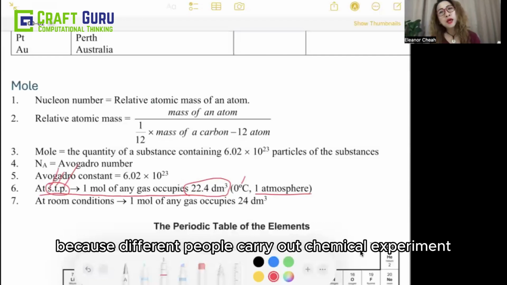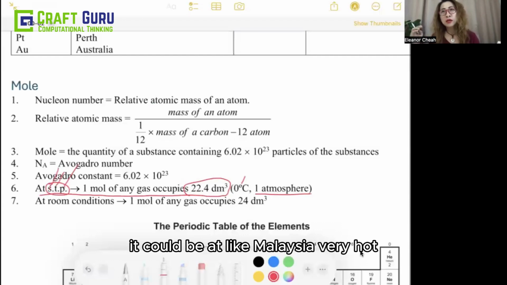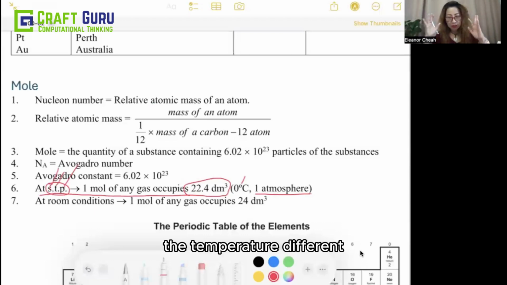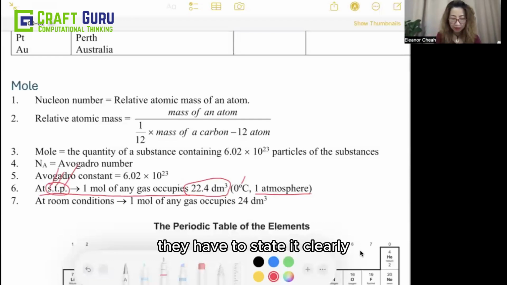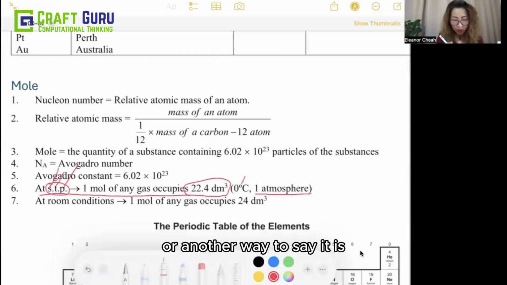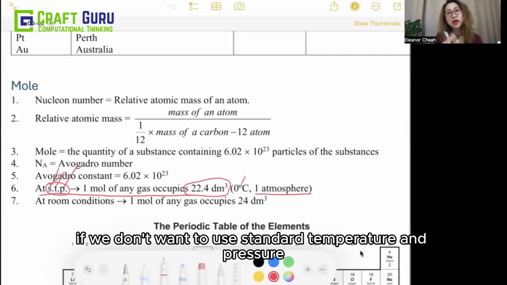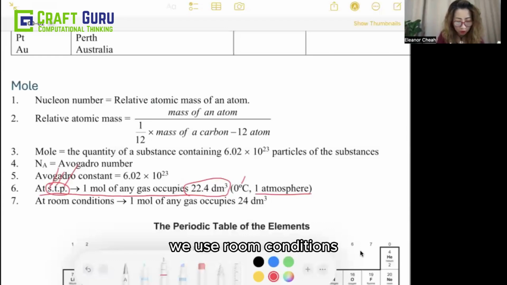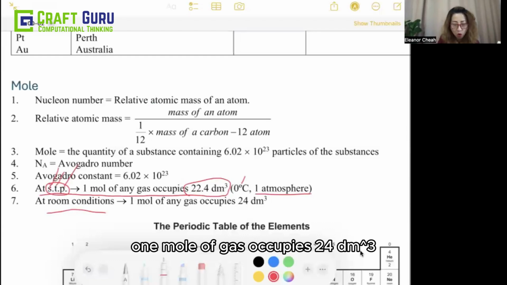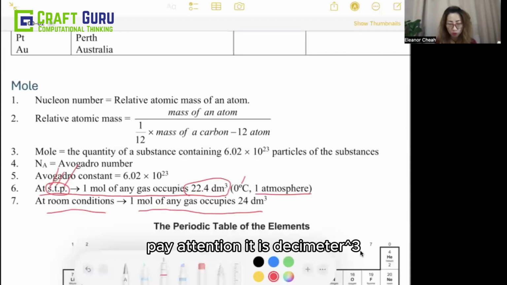Because different people carry out chemical experiments at different locations. It could be in Malaysia, very hot, 30 degrees Celsius. So the temperature difference will affect chemical reaction. So they have to state it clearly, right? Like 0 degrees Celsius and 1 atmosphere. Or another way to say it is, if we don't want to use standard temperature and pressure, we use room conditions. Room conditions is 25 degrees Celsius. 1 mole of gas occupies 24 dm³. It is not cm³, so pay attention.